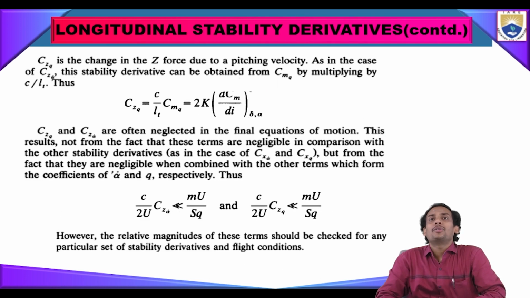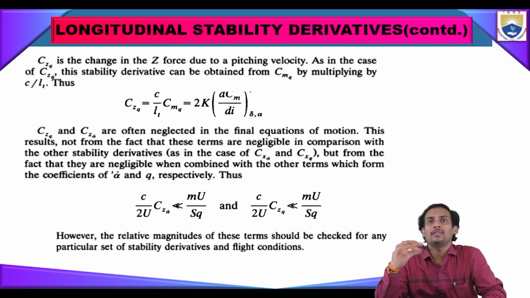So here the CZQ is the change in the jet force due to the pitching velocity. As in the case of CZQ, the stability derivative can be derived from the CMQ by multiplying with C by LT. So that CZQ will be C by LT into CMQ. That CMQ we already defined previously.